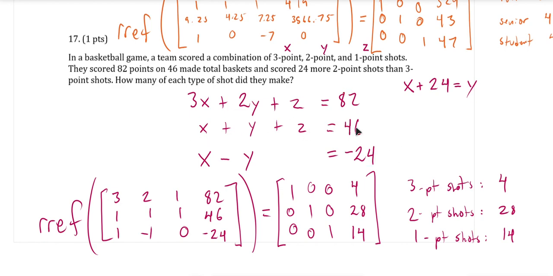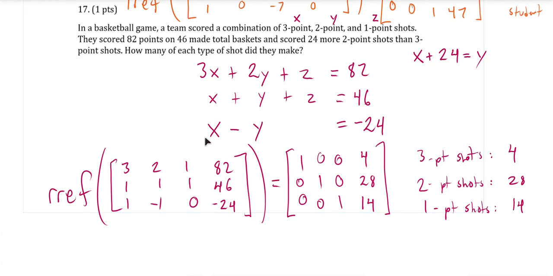Here we have another problem concerning a basketball game. It gives us the total number of points earned in the game. It gives us the total number of individual baskets in the game. And then it says that there were 24 more 2-point shots than 3-point. So I took the number of 3-pointers, which I'm calling x, and 24 more than that is the number of 2-point shots, which I'm calling y. Solving for the 24 and putting it on the constant side, that gives us x minus y is equal to negative 24. So that's our 3 different equations: the total number of points, the total number of baskets, and this fact interrelating x and y, the 3-point and 2-point shots.